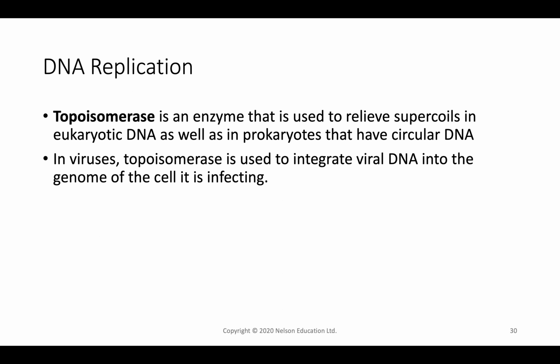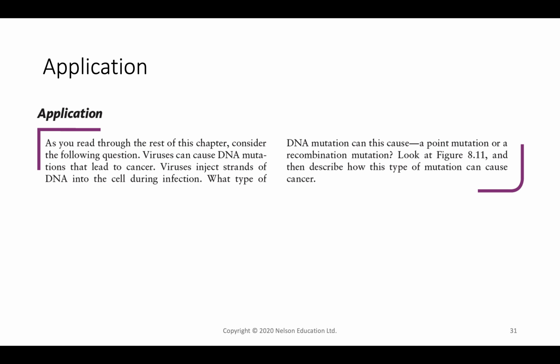Okay, so while we're having access to the DNA, it's going to have a little bit of tension relieved, because normally the DNA is under a lot of tension. It's supercoiled, right? So in order to relieve the supercoils, we use an enzyme called topoisomerase, and that's used both in eukaryotes as well as prokaryotes. And it's also used in viruses to integrate viral DNA into whatever cell it's infecting. So it's kind of a sneaky enzyme that can be used to infect cells as well.